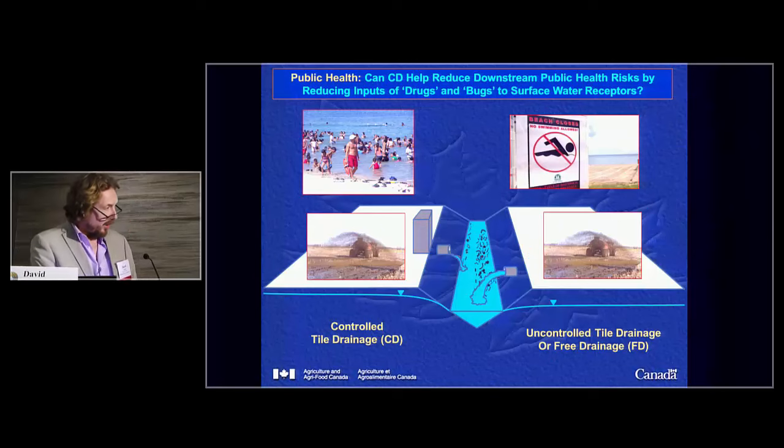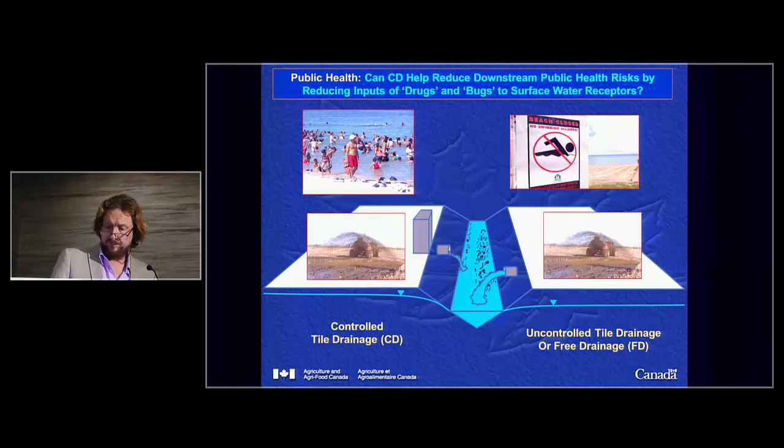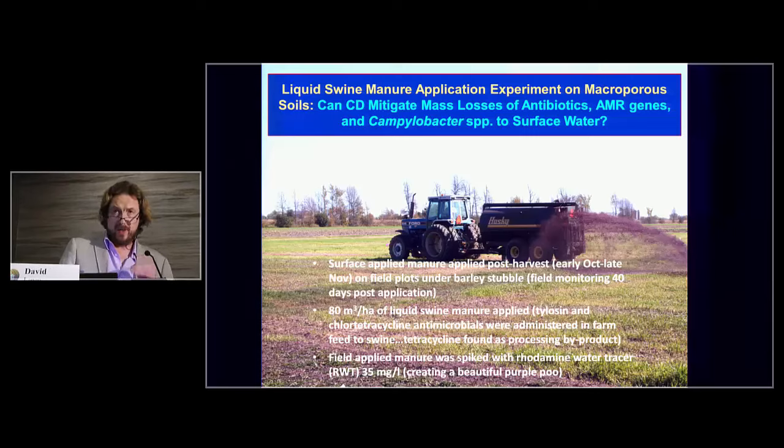And again, what we want to do here is, if you're applying manure on fields and you can control drainage, you're controlling the mass losses of bugs and drugs into the surface water systems versus an open system that is able to move these things out in an efficient manner. So we have controlled drainage and a free drainage system. So we did some experiments, and Steve Fry talked a bit about that in another session. But the core question here is, can controlled drainage mitigate mass losses of antibiotics, AMR genes, and Campylobacter, which is a pathogen, to surface water?